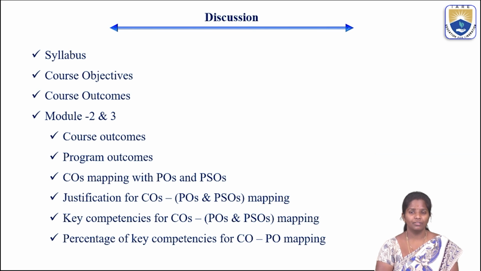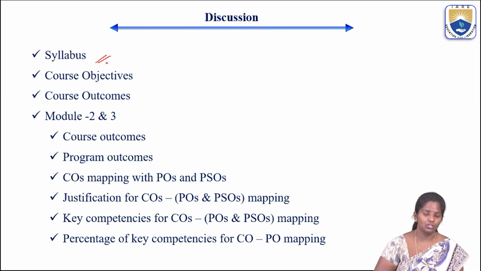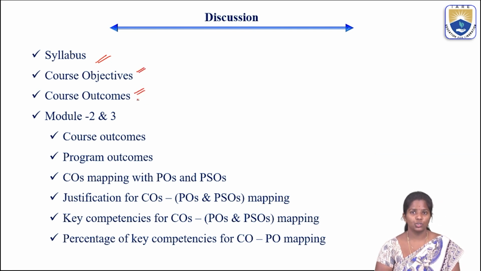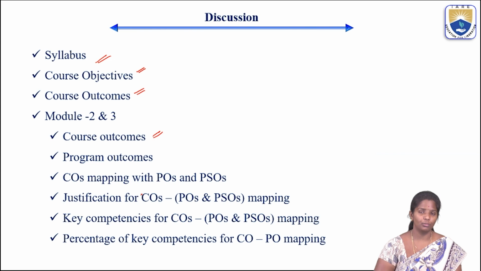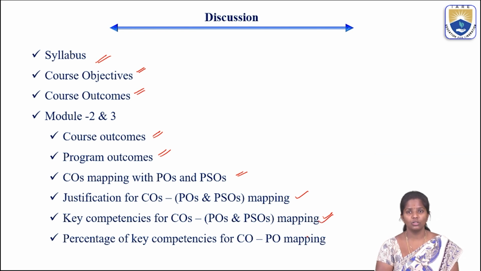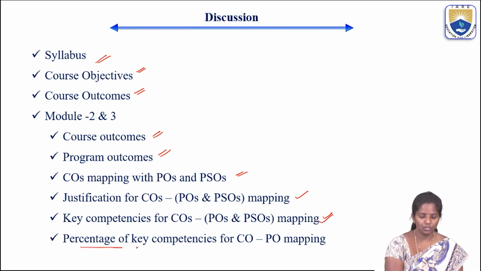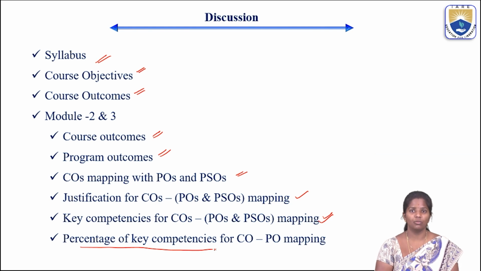In this discussion, we have covered the syllabus of engineering chemistry, course objectives, course outcomes, modules 2 and 3, then course outcomes for modules 2 and 3, then program outcomes, then CO mapping with PO and PSO, then justification of CO, PO, PSO mapping, key competences covered for the course outcomes, and the percentage of key competences calculation for CO, PO mapping. So this is how the different course outcomes are mapped. In the next session, we'll move on to the different modules.